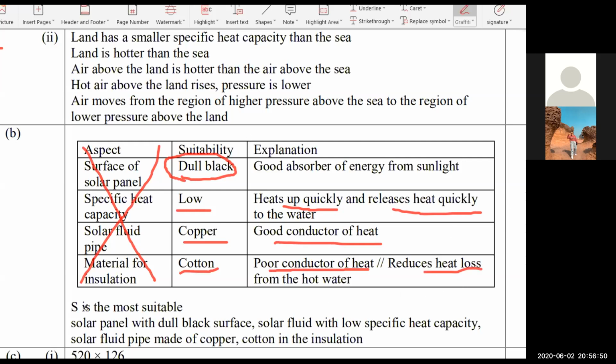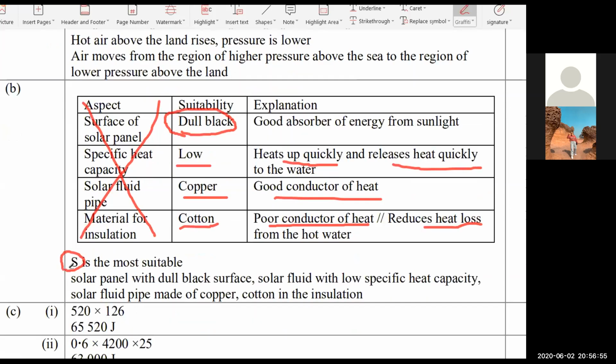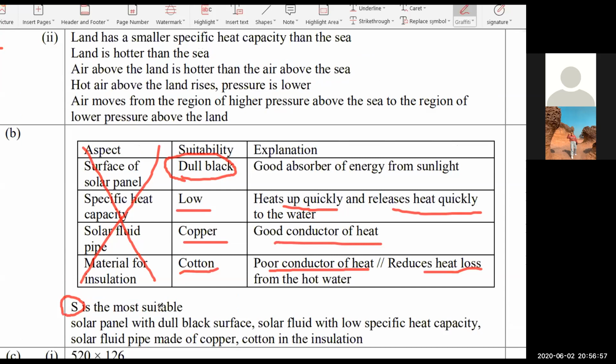Out of all these, we choose S. You must write S. S is most suitable, then you repeat again the reason. Because solar panel with dull black surface, solar fluid with low specific heat capacity, solar fluid pipe made of copper and cotton in insulation. Write all these so you get 10 marks. A lot of marks, a 10 marks question.